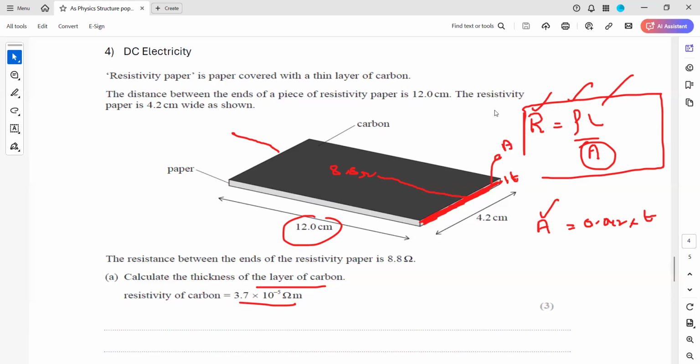And so area will be your subject. You will get A. And then area divided by the cross-sectional area, which is length into width. So we don't know the thickness. So once we get the area, we substitute here and divide it by 0.042. We'll get the thickness. That's how it could be done.